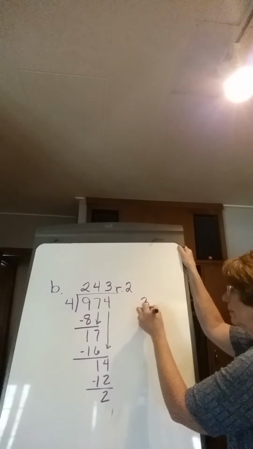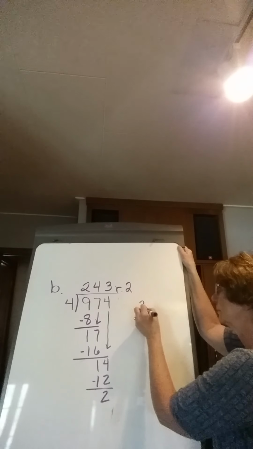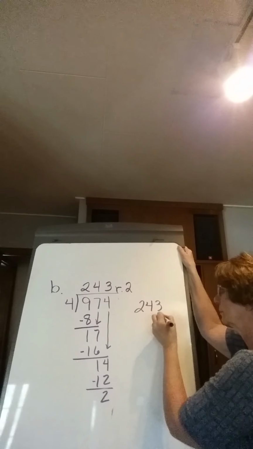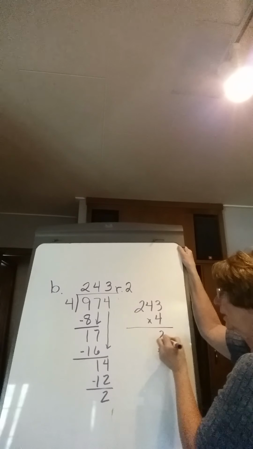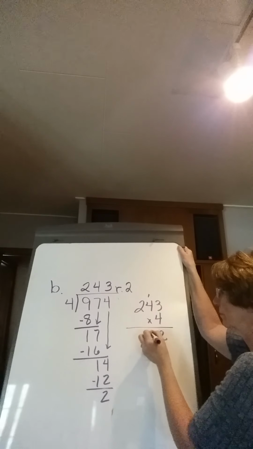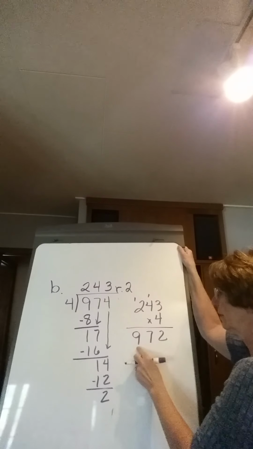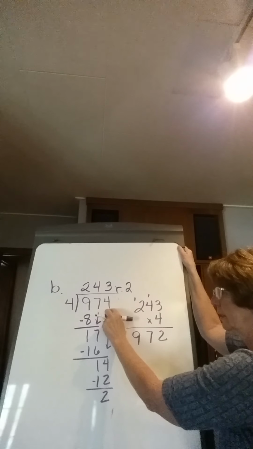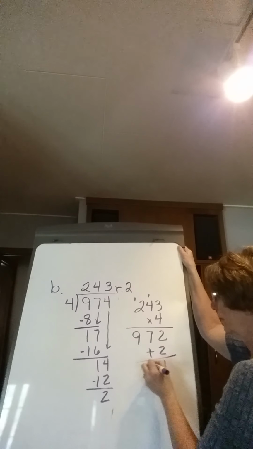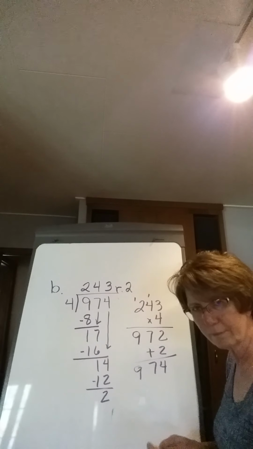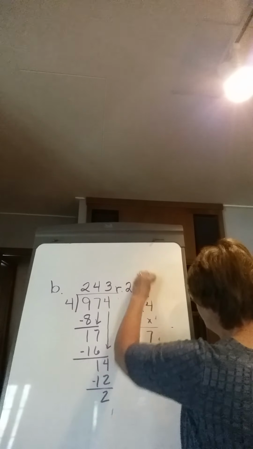Now to check it, my goodness, I'm just writing everything wrong. 243 times 4. 4 times 3 is 12. 4 times 4 is 16 plus 1 is 17. 2 times 4 is 8 plus 1 is 9. So we have 972, plus our remainder makes 974. Don't forget our remainder. And there you go. Good job.